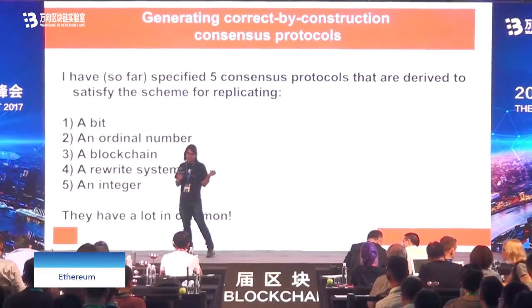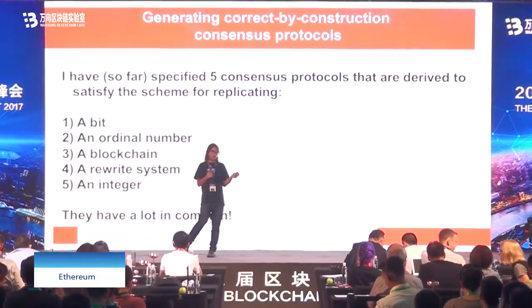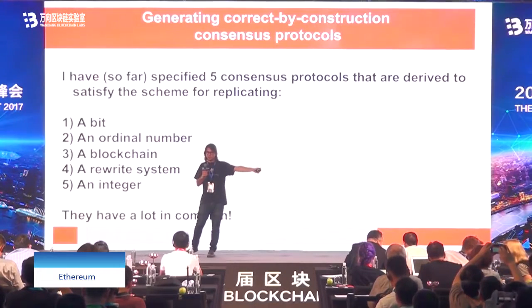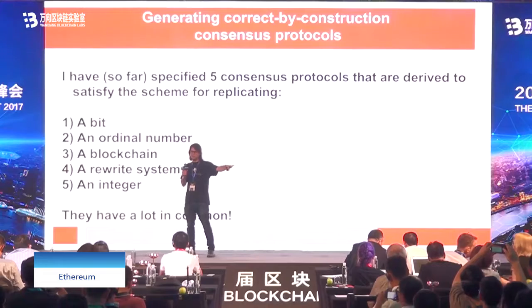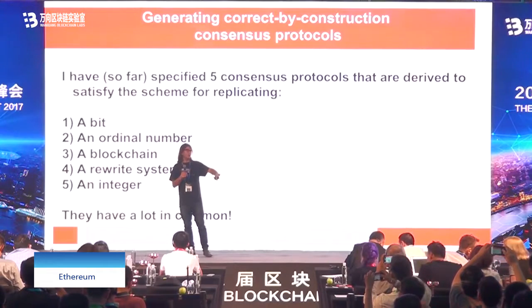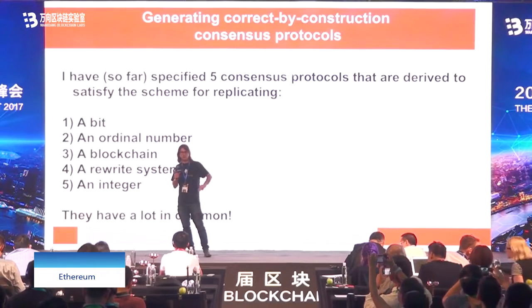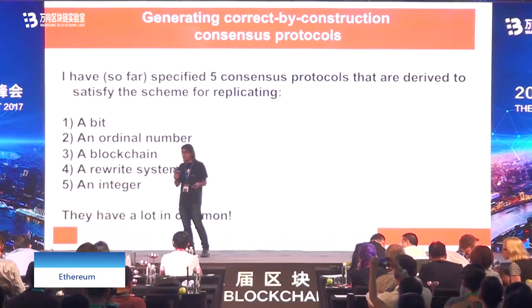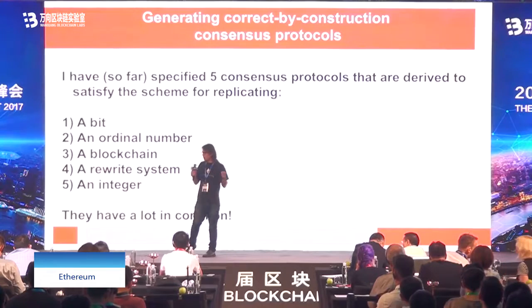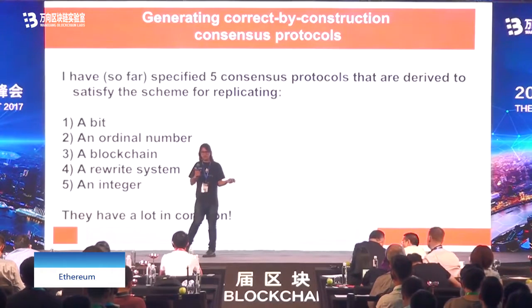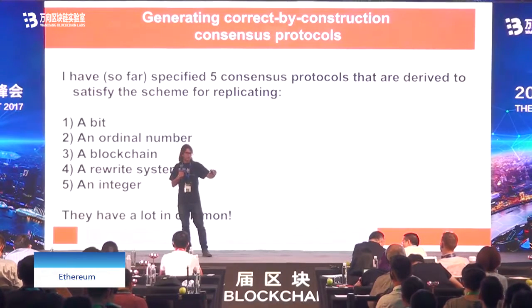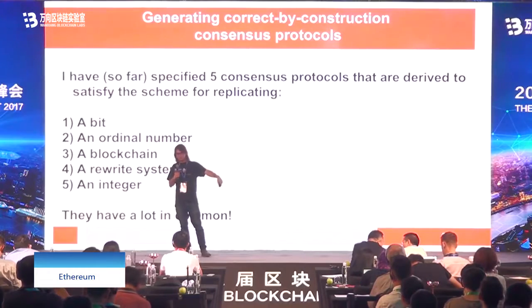So I've done this so far 5 times with different data structures. The first one I did was a bit, just deciding, agreeing on a 0 or 1. And then the second one, I wrote as an ordinal number there. It's really an ordering, right? Just like a total order on some set. And then I replicated a blockchain, and then a rewrite system, and just recently I was able to replicate an integer using this process.